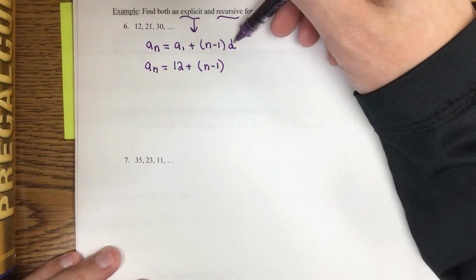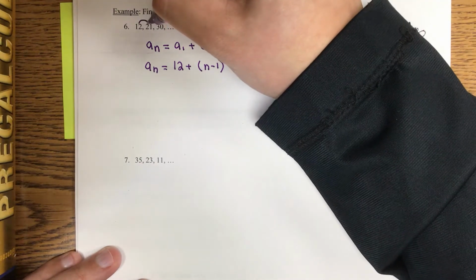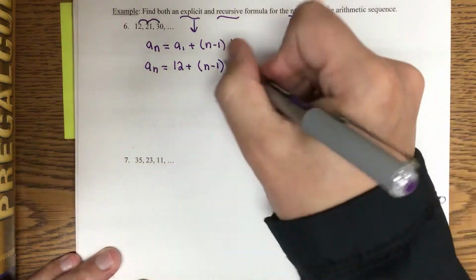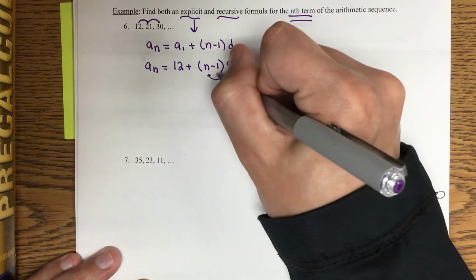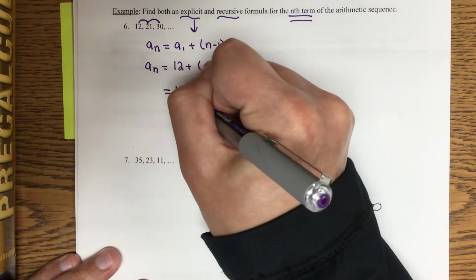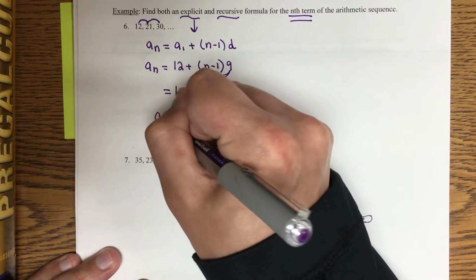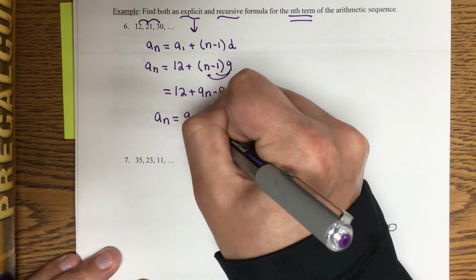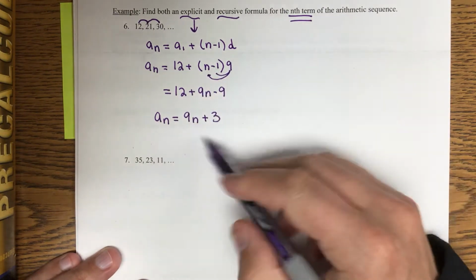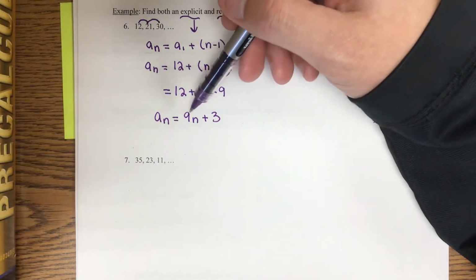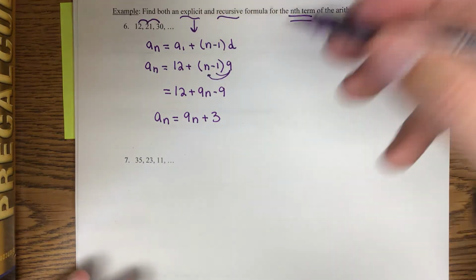And then I'm going to plug in the common difference. It looks like they're adding 9 every time. So I'm going to put a 9 here. But to clean this up, I'm going to distribute. So this would be 12 plus 9n minus 9. So then the formula would be 9n plus 3. And so this is something where if I wanted to know the 100th term now, I could take 9 times 100 and add 3 to it.